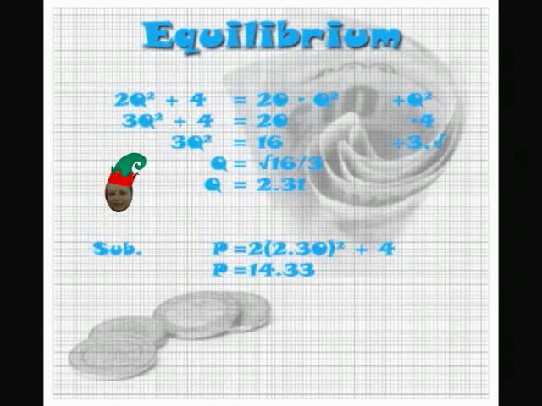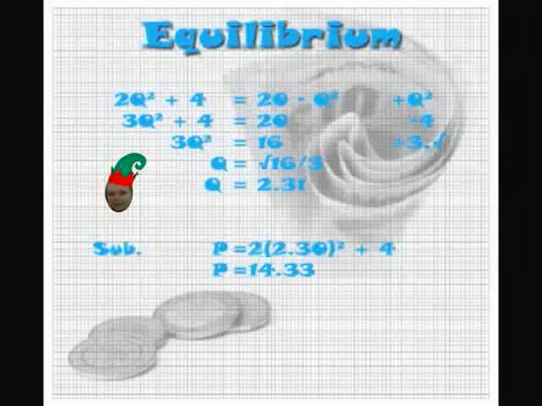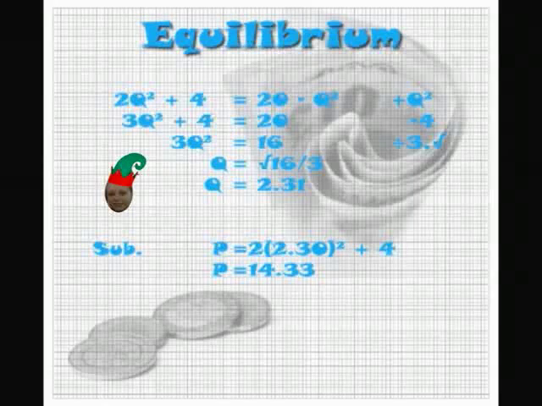Algebraically, we equate the two functions. This will find Q where the two functions intersect. In this example, we add Q squared to both sides and subtract 4, giving 3Q squared equals 16. Dividing by 3 and taking the square root shows that Q is equal to the square root of 16 over 3, which is equal to 2.31. Substituting in shows P is equal to 14.33.